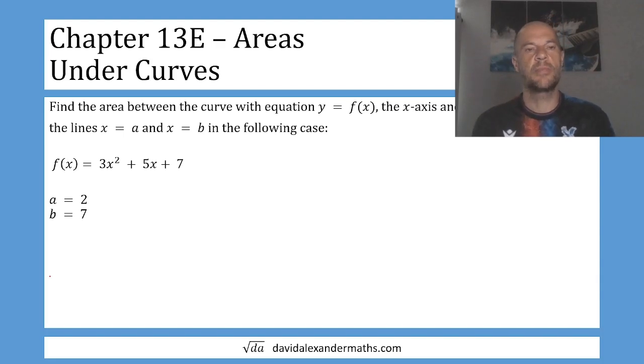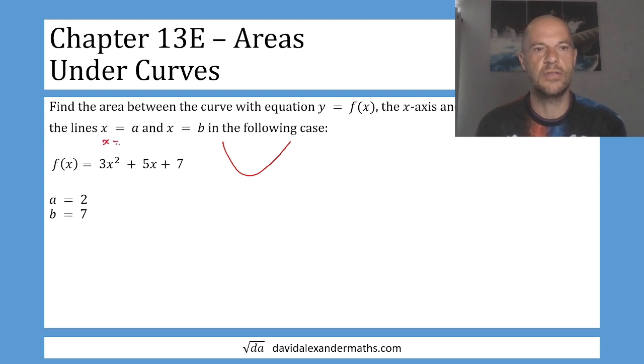Okay, here's another example. You probably don't need another example. This is quite similar to, I think, the first question in the book, where there's no sketch. We've just been told that we're trying to work out the area between the curve 3x squared plus 5x plus 7, and it's between the lines x equals a and x equals b and the x-axis. So we've got the lines here, x equals 2 and x equals 7. So who knows, it's probably that sort of area.